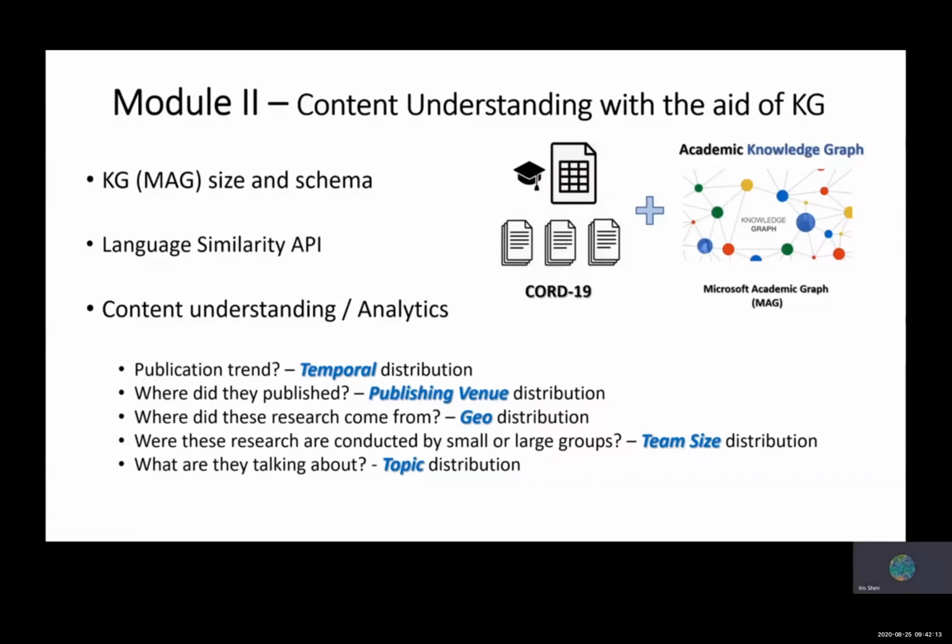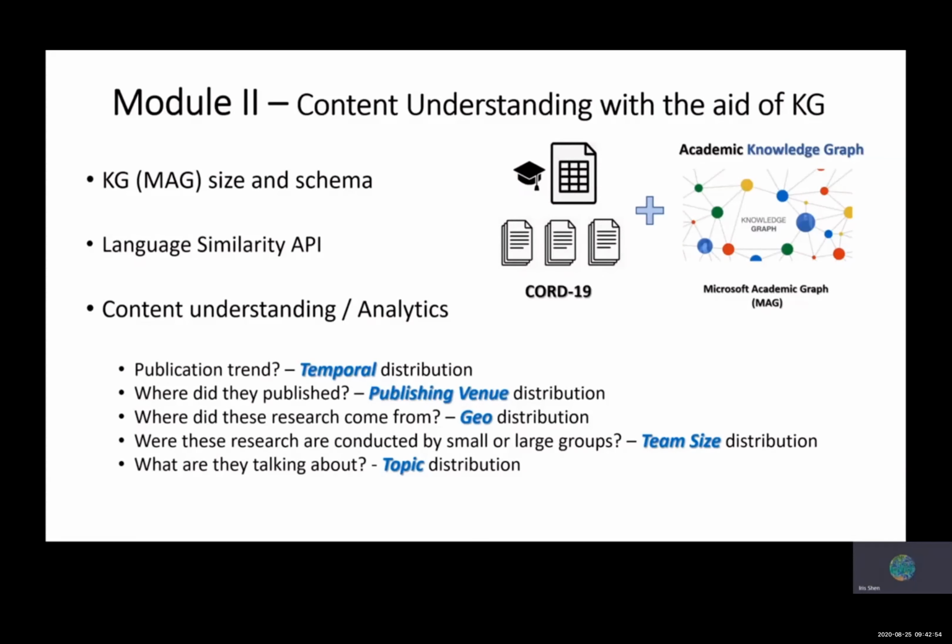In Module 2, the theme is to understand the contents in the CORD-19 corpus. We are going to compare the size of the subgraph with the full graph, and also dig deeper on certain parts of the knowledge graph schema. We are also going to explore the CORD-19 subgraph by slicing and dicing along different dimensions, such as temporal dimensions, geographical regions, and publishing venues.